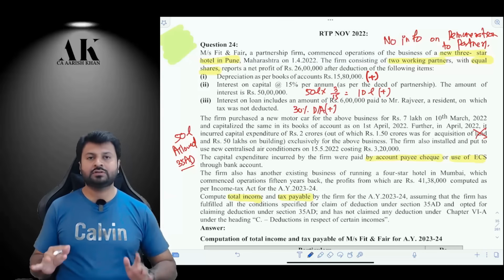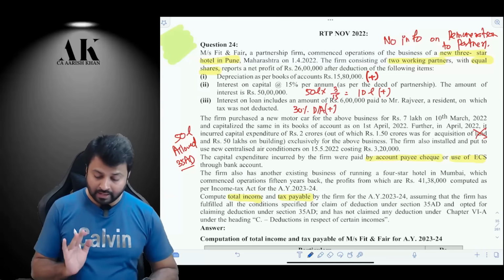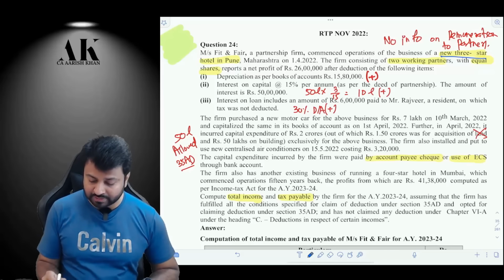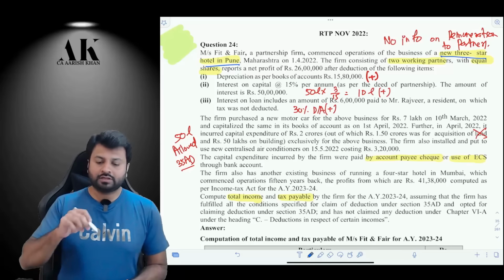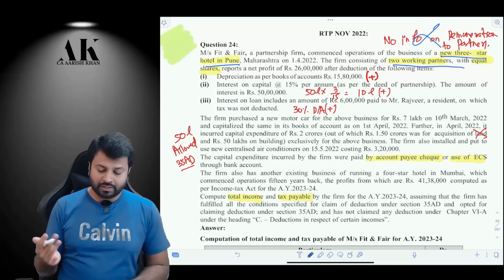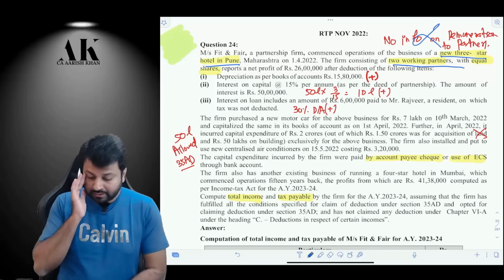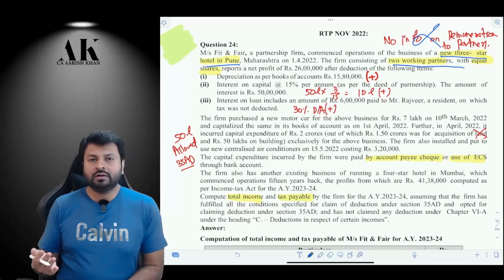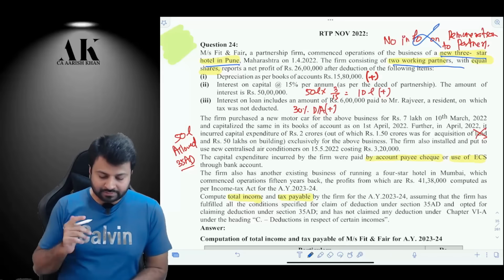question over here is based on section 35AD and AMT, and also on partnership firm. So there is a partnership firm over here which is starting a new business of a 3-star hotel. Therefore, there is an implication of 35AD. Now there are two working partners over here, but there is no information of remuneration to partners. There is only interest to partners, no remuneration. So let us compute the net profit, total income and tax liability of this particular partnership firm.